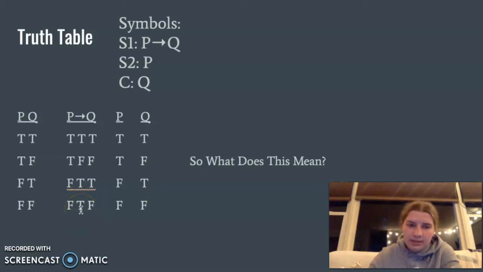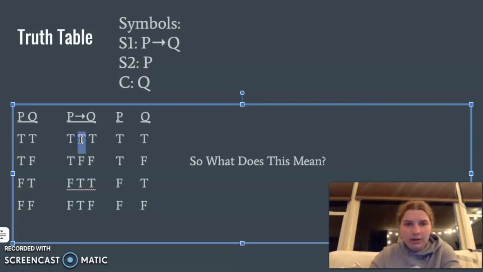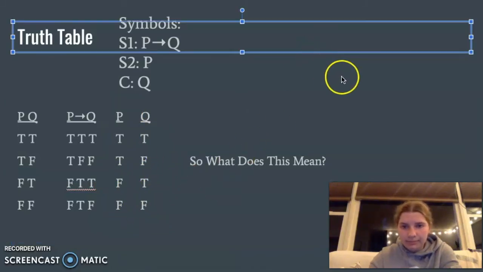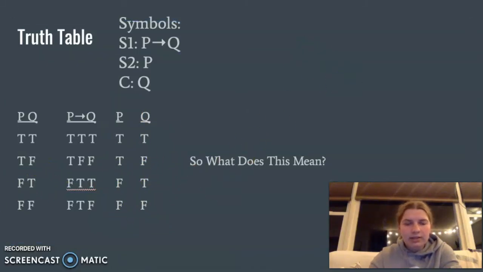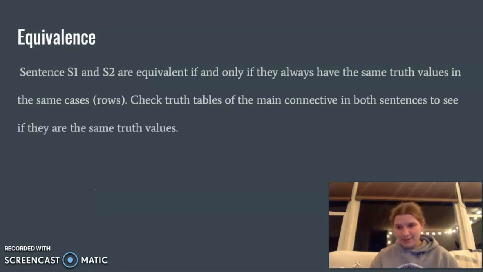So now, we look at this truth table right here, and what can we do with it? There's a few things we can test after we have these important values. These are the important values of S1, here, here, here, and here. The important values of S2 are right here, and then the conclusion's right here. So what does this all mean? Now we can test for equivalence, implications, consistency, and validity. What do these mean? I will describe right now.